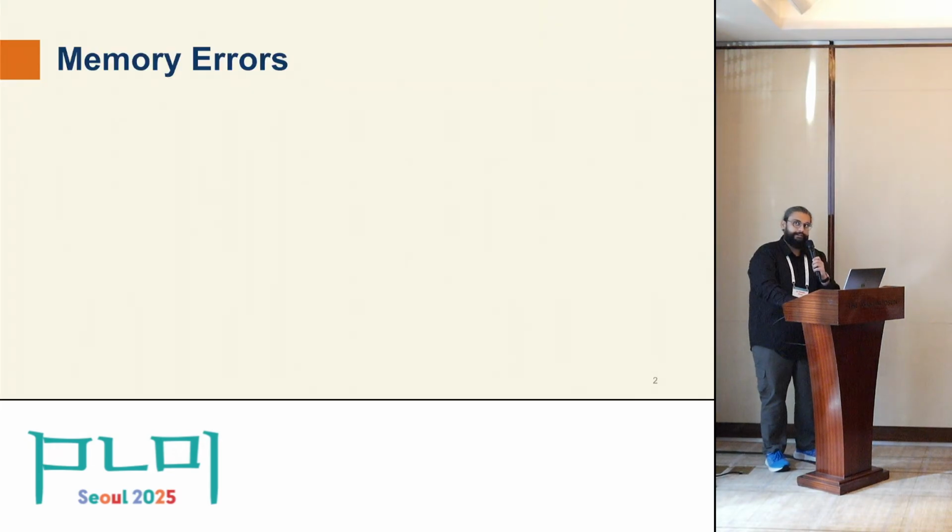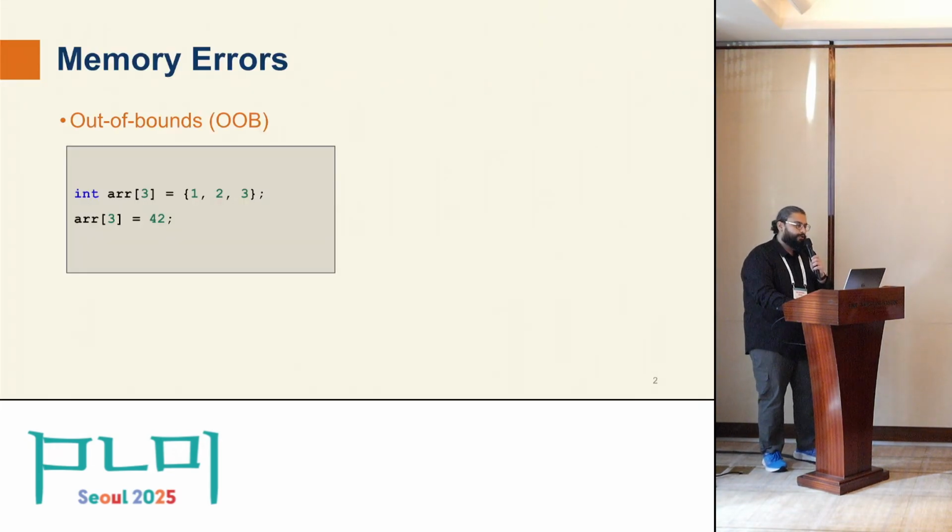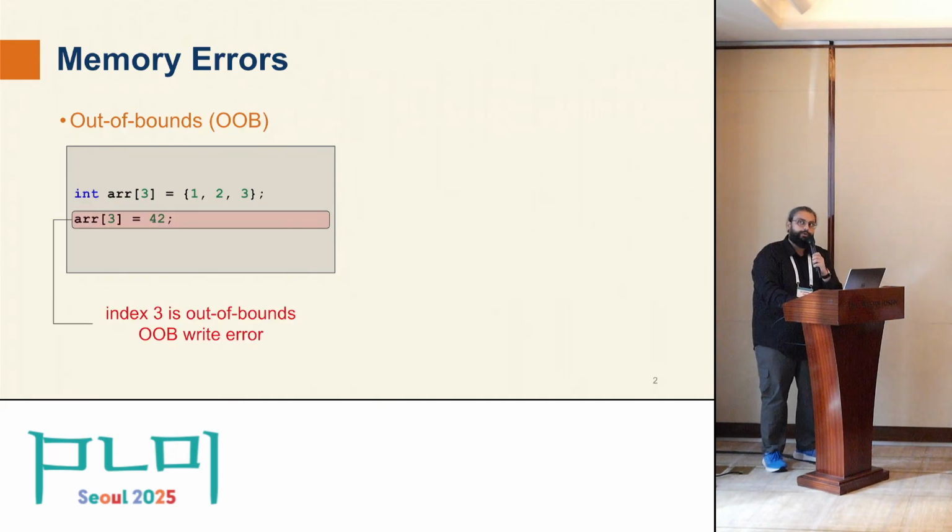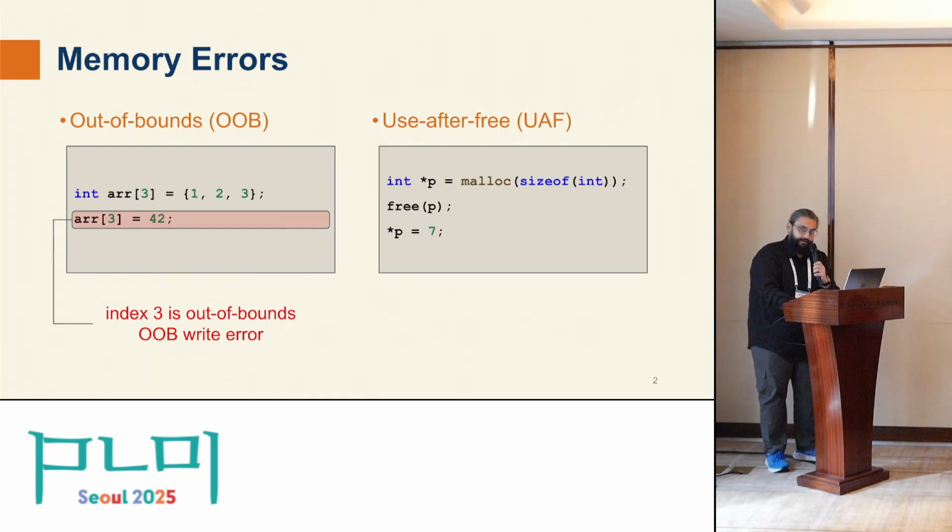Let's start with the fundamentals. At its core, memory errors occur when a program tries to access an object or memory outside its intended reference. There are two kinds, I'm sure you're all familiar with: out-of-bounds errors and use-after-free errors.